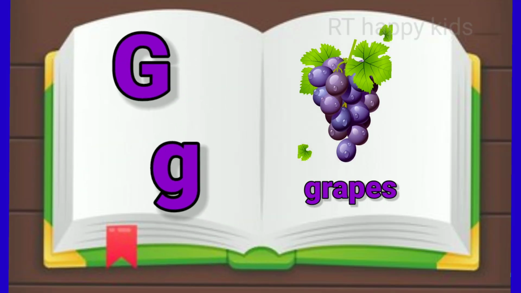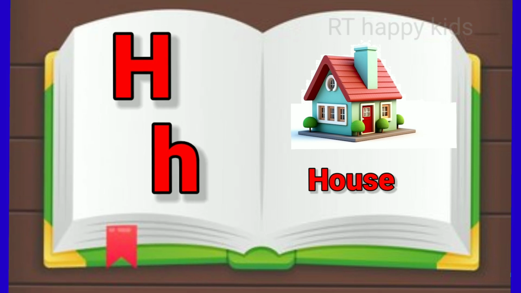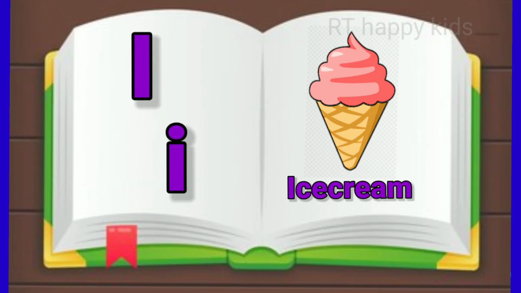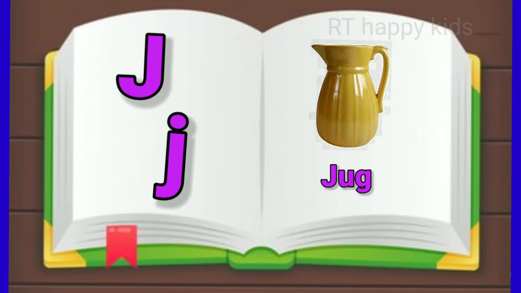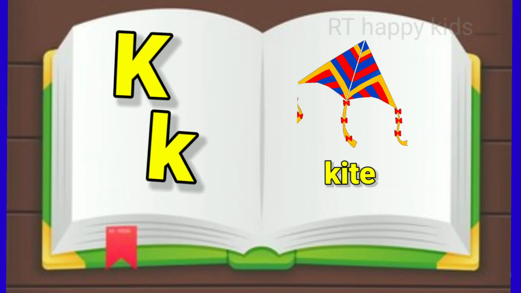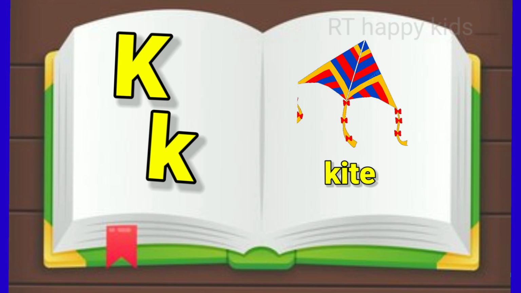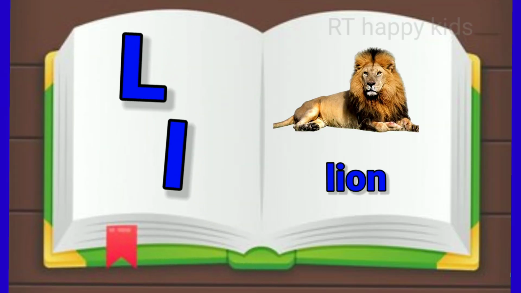G for grapes. H for house. I for ice cream. J for jug. K for kite. L for lion.